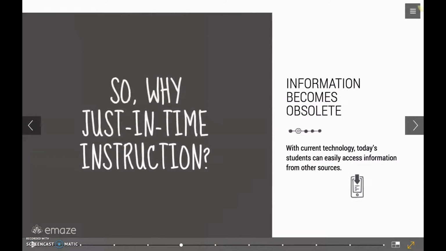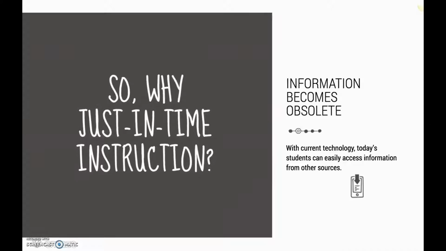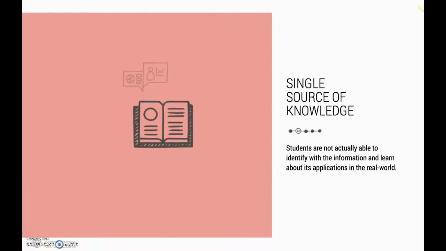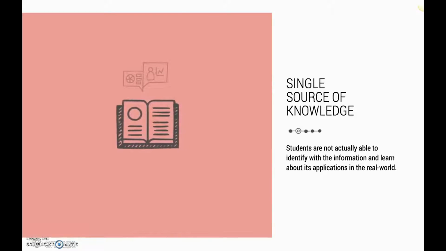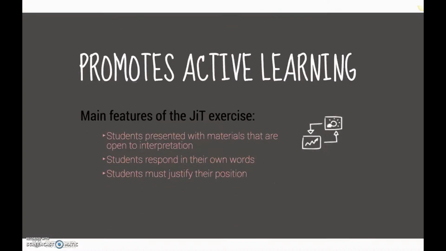So why just-in-time instruction? Information can quickly become obsolete. Why go to class when you can just Google it or watch a YouTube video? With current technology, today's students can easily access information from other sources. Students get their information from a single source of knowledge. It passes from the instructor to the student, oftentimes without them being able to actually identify with the information and be able to learn about its applications in the real world. Just-in-time instruction promotes active learning.